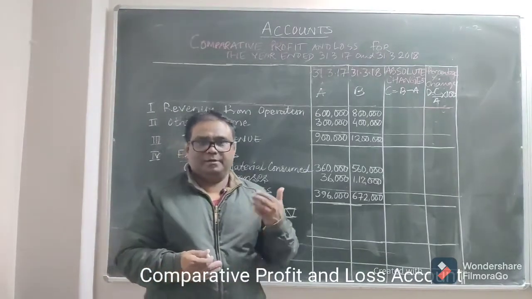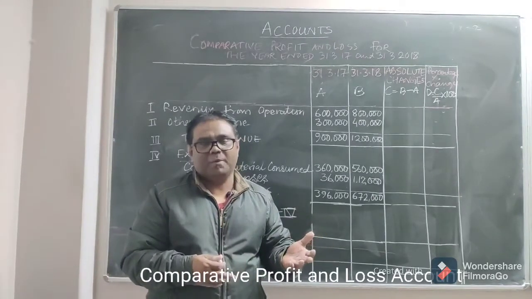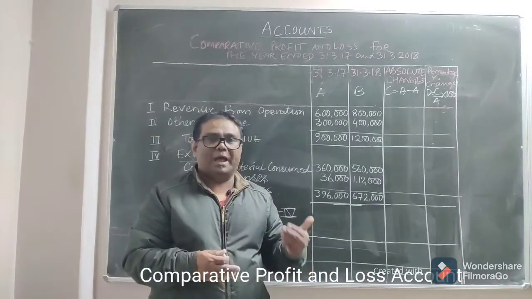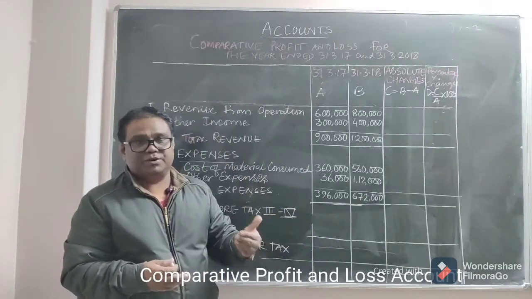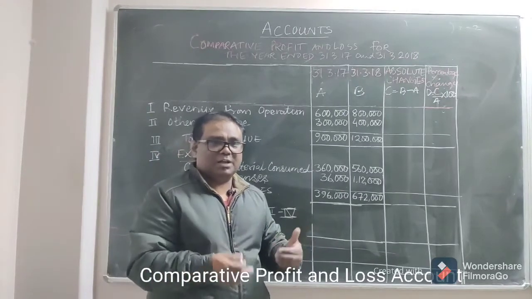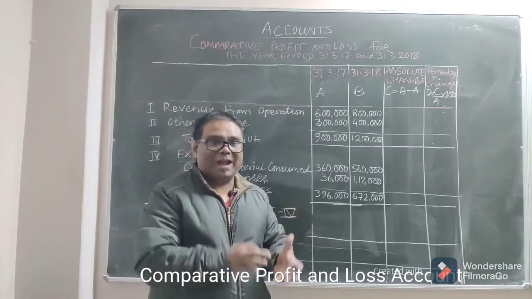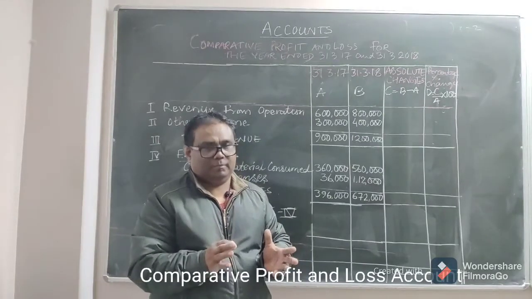You have to add other income like rent received, profit on sale of old fixed assets, interest received, dividend received, and interest on investment. These are the other income that you can add to the revenue from operation. You will get the total income.